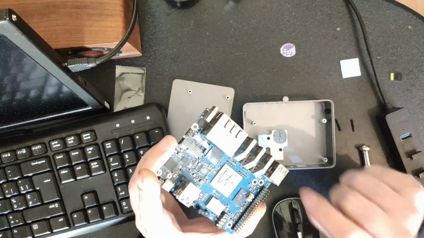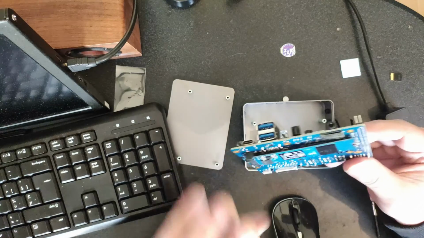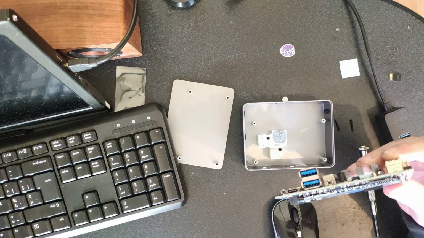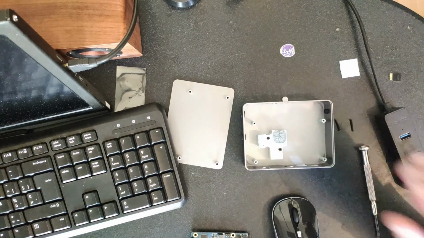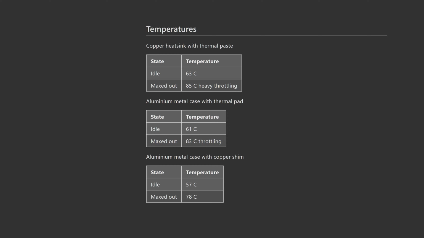So like this, it doesn't overheat. So the temperatures went from, let me check. With the normal heatsink and with thermal paste, it was 63 degrees Celsius idle, 85 degrees Celsius with heavy throttling maxed out. Then with the aluminium case and with this thermal pad, it was 61 degrees Celsius idle, 83 degrees Celsius maxed out, so it was also throttling.